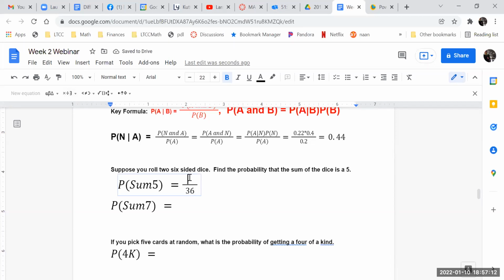How many ways are there of rolling a sum of a 5? Well, now you just count. You can roll a 1 and a 4. You can roll a 2 and a 3. You can roll a 3 and a 2. You can roll a 4 and a 1, and that's it, right? So there's 4 different ways of getting a sum of a 5. And there's your answer.